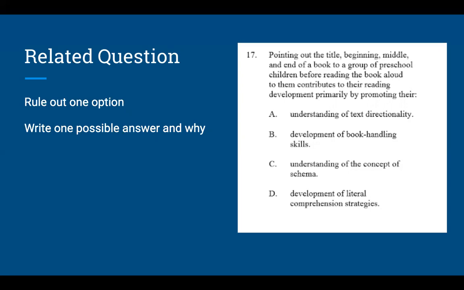So directly, book handling skills in this are pointing to those book parts. Those are important to know for a student to read properly. And then understanding of text directionality. So while reading the book out loud to the student and showing them the order in which she's reading it, that is helpful. But the development of book handling skills. So if we were to rule out one possible option, right away we can rule out D, development of literal comprehension strategies, as well as C, understanding of the concept of a schema.